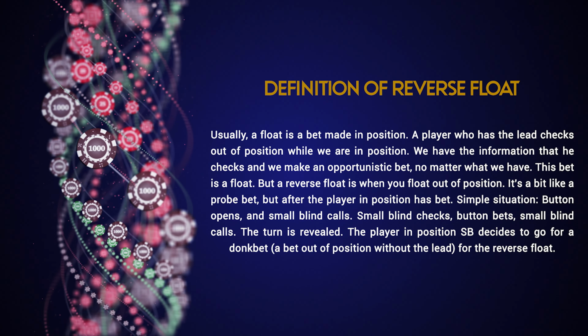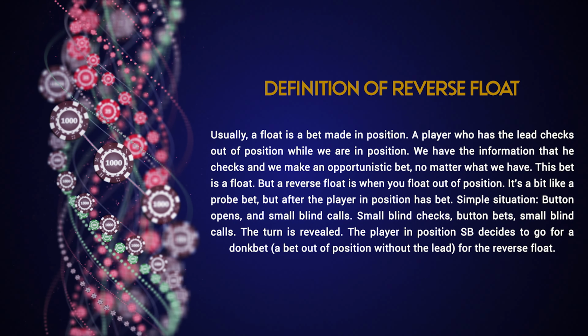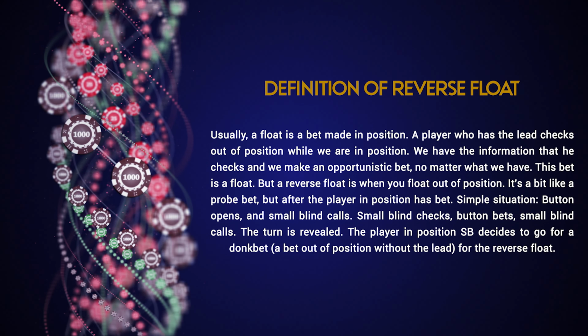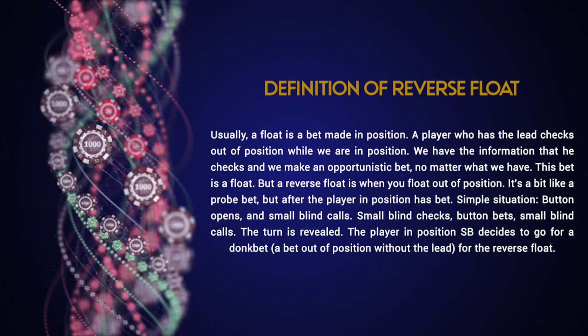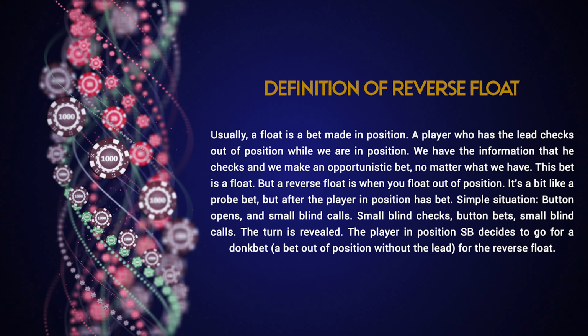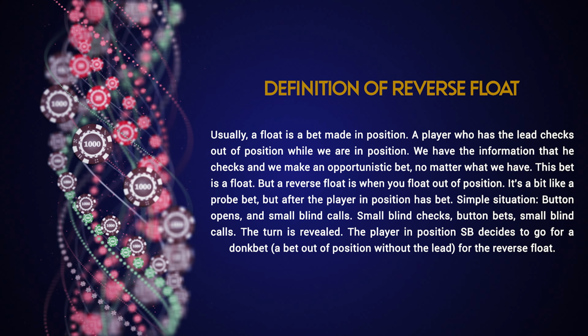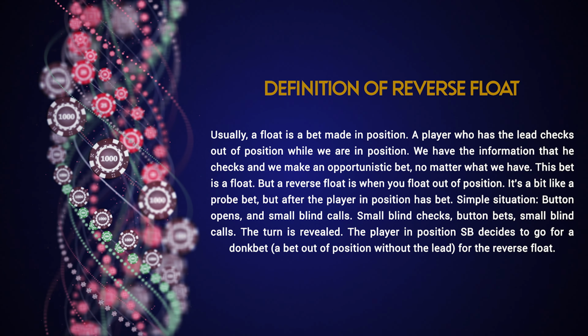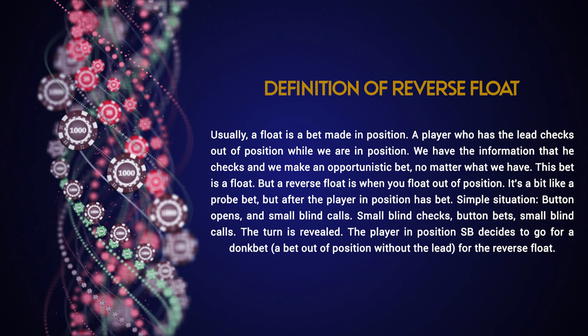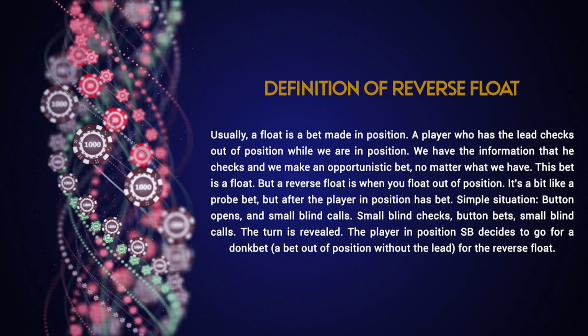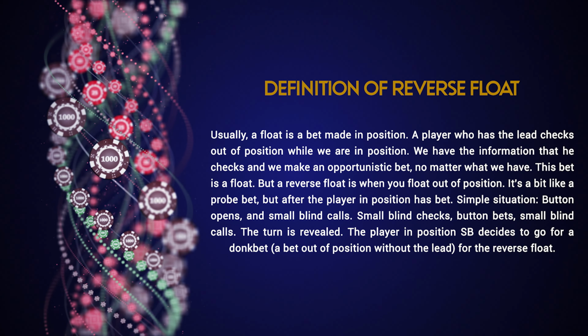It's a bit like a probe bet, but after the player in position has bet. Simple situation: button opens, and small blind calls. Small blind checks, button bets, small blind calls. The turn is revealed. The player in position, SB, decides to go for a donk bet, a bet out of position without the lead, for the reverse float.